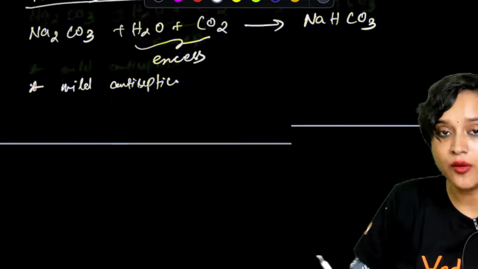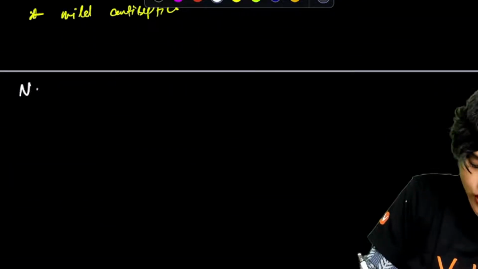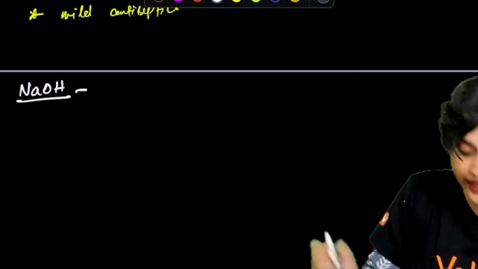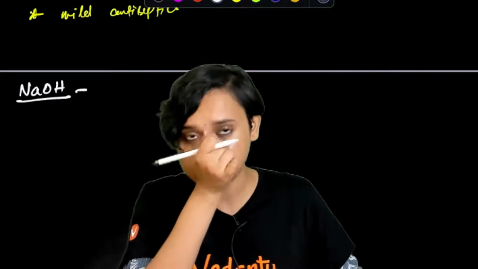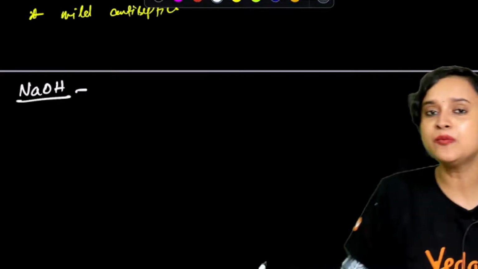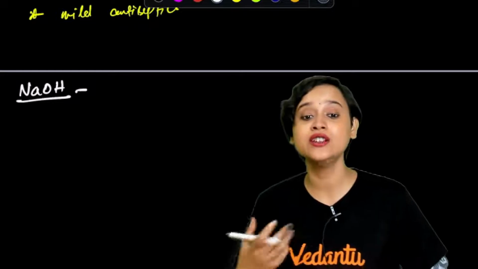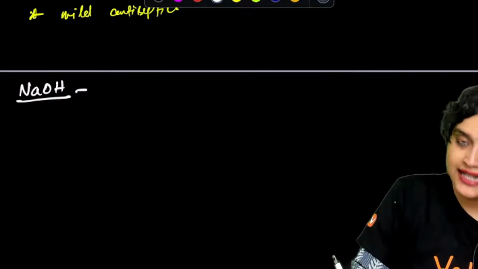What are we doing? Now we are doing sodium hydroxide. Let's do sodium hydroxide. Okay, this is important. Sodium hydroxide, that is caustic soda, is prepared with the help of a process that you already know, that is electrolysis. How do you prepare it?